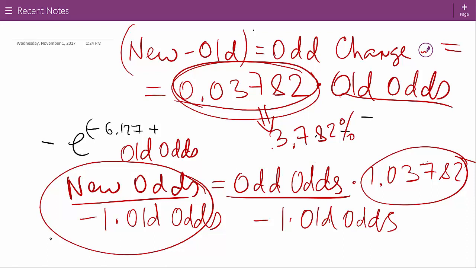So therefore, what does this expression say? When I went from my base salary, whatever it was, to my base salary plus 1,000, my odds of getting a loan, accepting a loan out of the bank, increased by 3.782% of my old odds. Do you agree? Michael? Yeah? Amanda? Yeah? Okay. William? Yeah? So that's basically a clean interpretation.